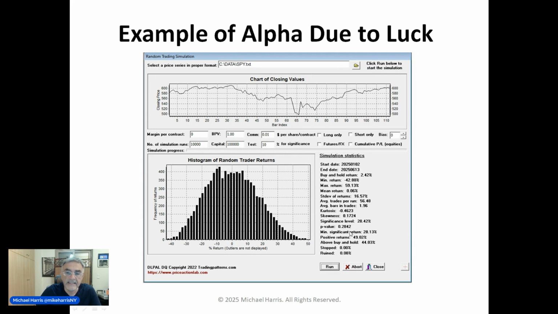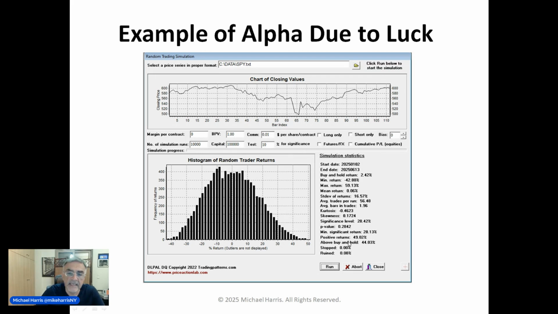We can see that the minimum return is minus 42%, but there are many random traders that have made more than the 28% significant return, as you can see in the tail of the distribution here. And the maximum was 59%. So this means that someone who made like 50%, a random trader, could claim they have skill, which is not the case.